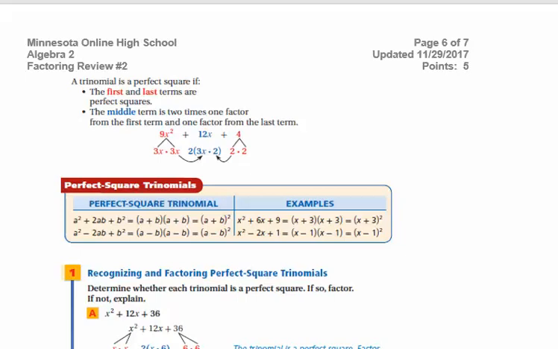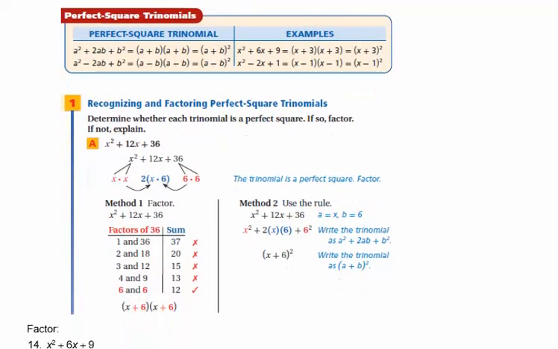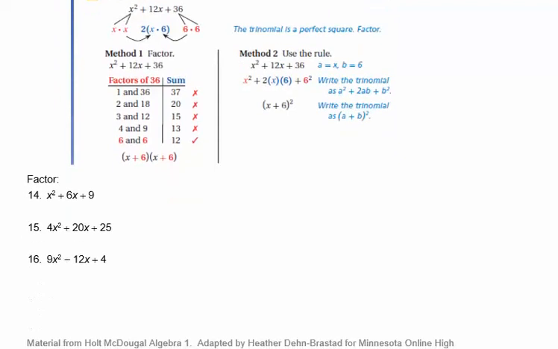This is especially helpful if you have a number in front of the x squared term, because factoring those is difficult. So if you do have a number in front of the x squared term, check and see if you have a perfect square trinomial. And if you do, then you can use these shortcuts to factor it.